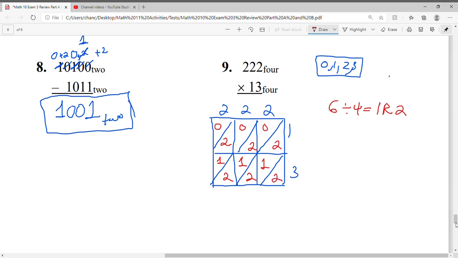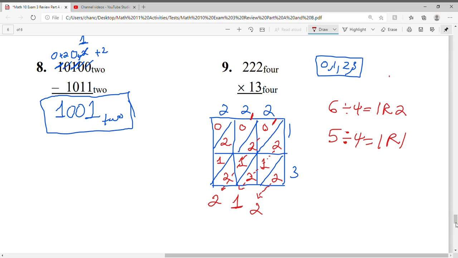Now let's add our diagonals. This is a 2. 2 plus 1 plus 2, that's 5. 5 does not exist in base 4. 5 divided by 4 is 1, remainder 1. I'll put a 1 and carry the 1 over. 1 plus 0 plus 2 plus 1 plus 2 gives me 6. 6, I know that's going to be 1, remainder 2. So we'll put a 2 here. And then we'll carry that 1 over.